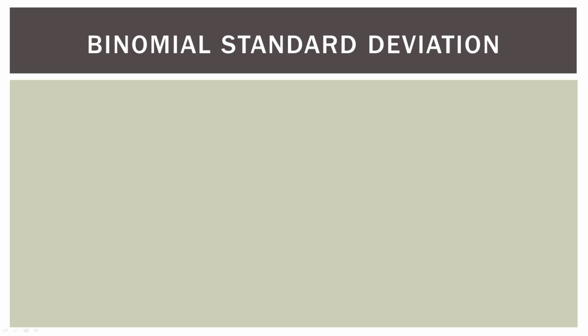So let's do the binomial standard deviation. The formula for this is actually fairly simple too. You just have to do a little bit of different things in your calculator. So the standard deviation, which is, remember, sigma, equals the square root of n times p times q. And of course, we already have those numbers. We know what n is, we know what p is, we know what q is.